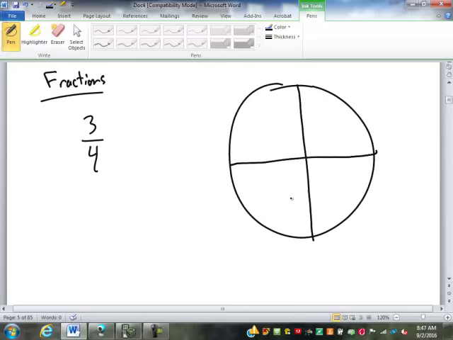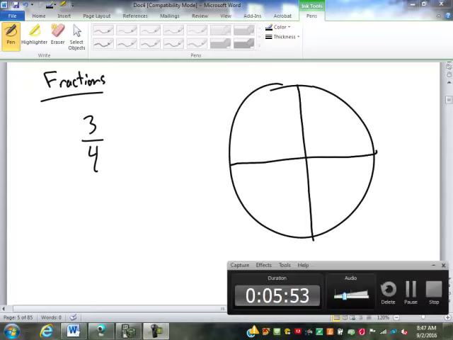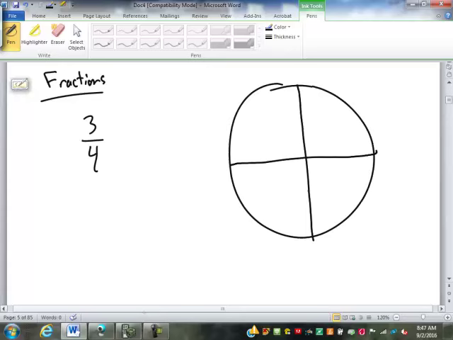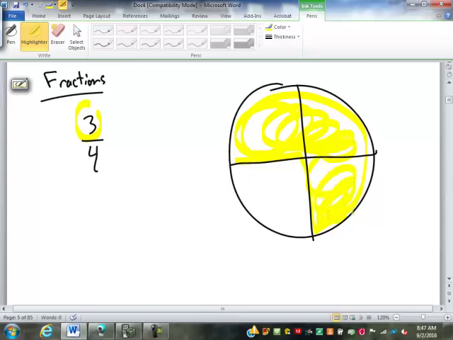So the fourth means that every whole object gets cut into 4 equal pieces. Or another way of looking at it is that it takes 4 of those pieces to make one whole object. So now we have 3 of them, so we color in 3 of them. So we have 3 of the fourths. So 3/4 literally means it takes 4 pieces to make a whole object, and we have 3 of them.